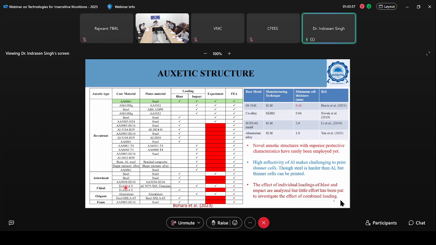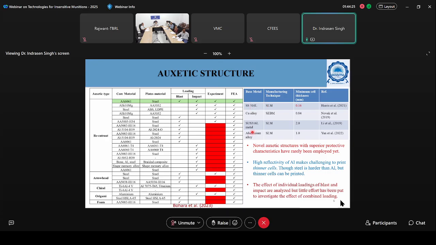And most important here, experiments are performed only on simple designs, which are reentrant type or arrowhead type, because these designs can be manufactured through conventional manufacturing. Other designs which are capable of showing high negative Poisson's ratio have not been tested through experiments. The reason is the manufacturing challenge. So to overcome this, authors are now trying to use additive manufacturing, and here I have summarized from the literature.